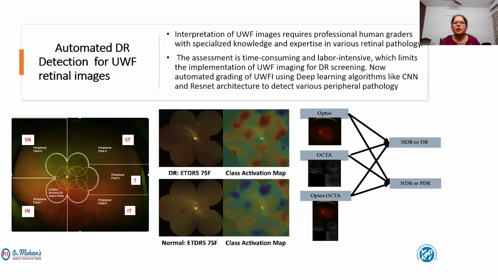So definitely an automated grading of ultra wide field images using deep learning algorithms will be very useful. There are different approaches to it which are being done. Some algorithms have used just the ETDRS area alone and then tried to have heat maps to show the lesion areas.